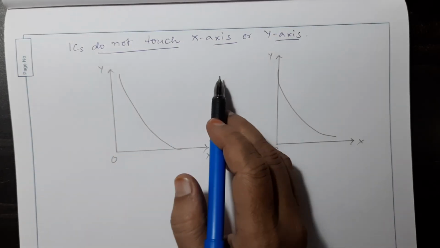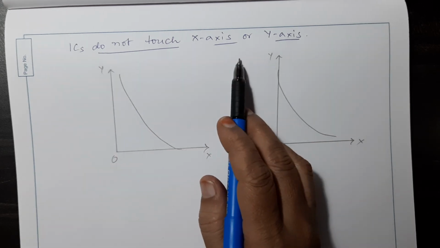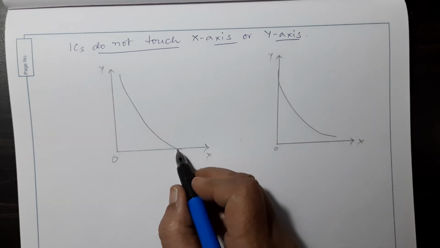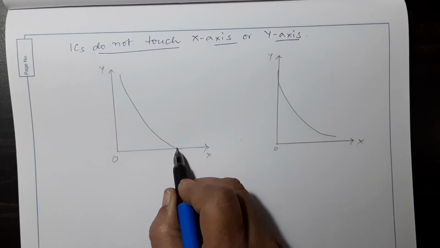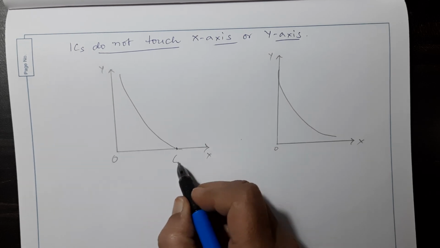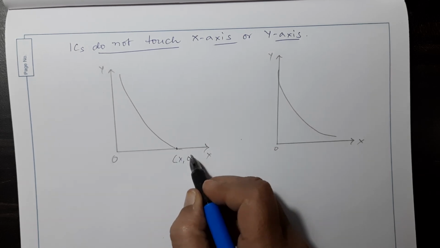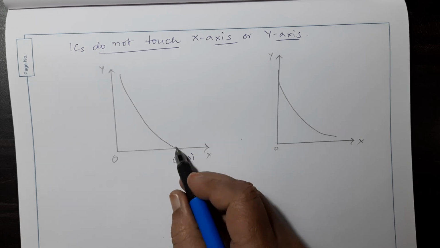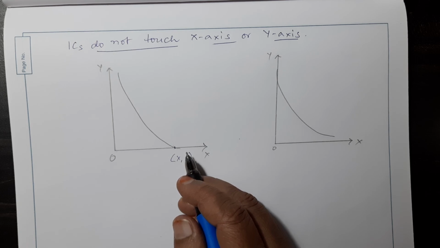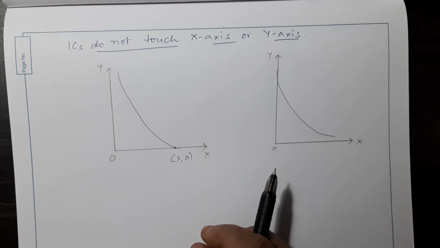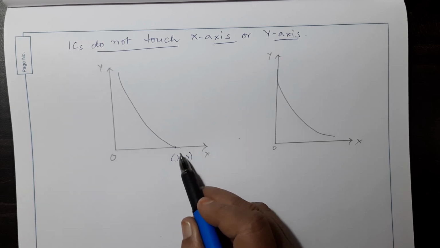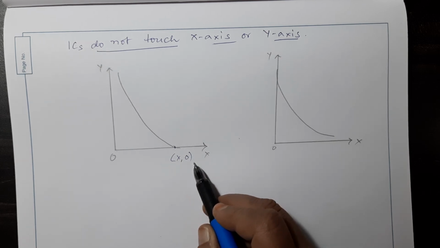Now the other property is that the ICs do not touch the x-axis or y-axis. What happens if they touch? Look at this first IC. Here it touches the x-axis. Touching the x-axis would mean that he consumes certain units of x, but y is 0, isn't it? So what do we understand over here? The ordinal approach says that the consumer must consume 2 goods which are substitutable. This would mean that he is consuming only good x and none of good y.